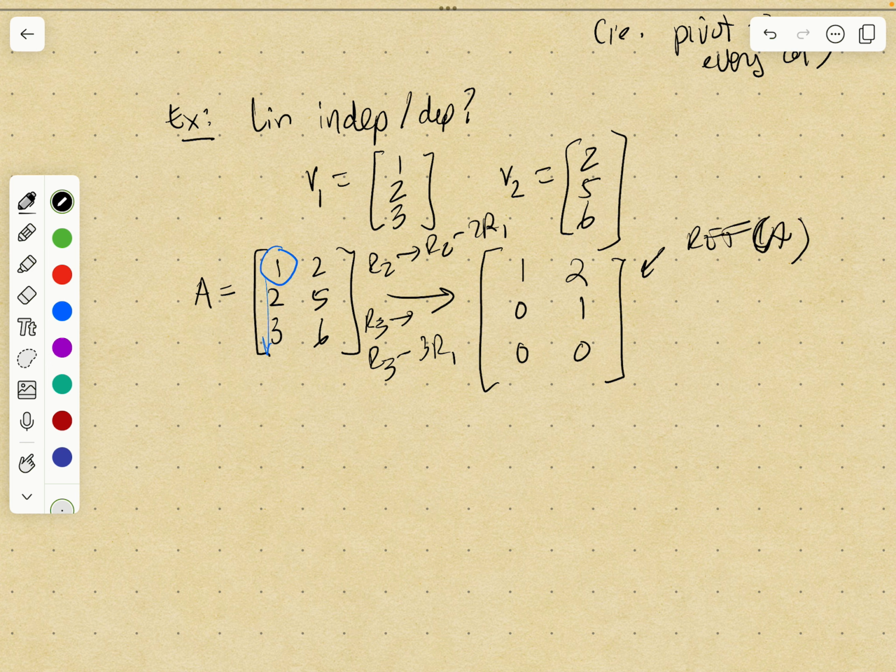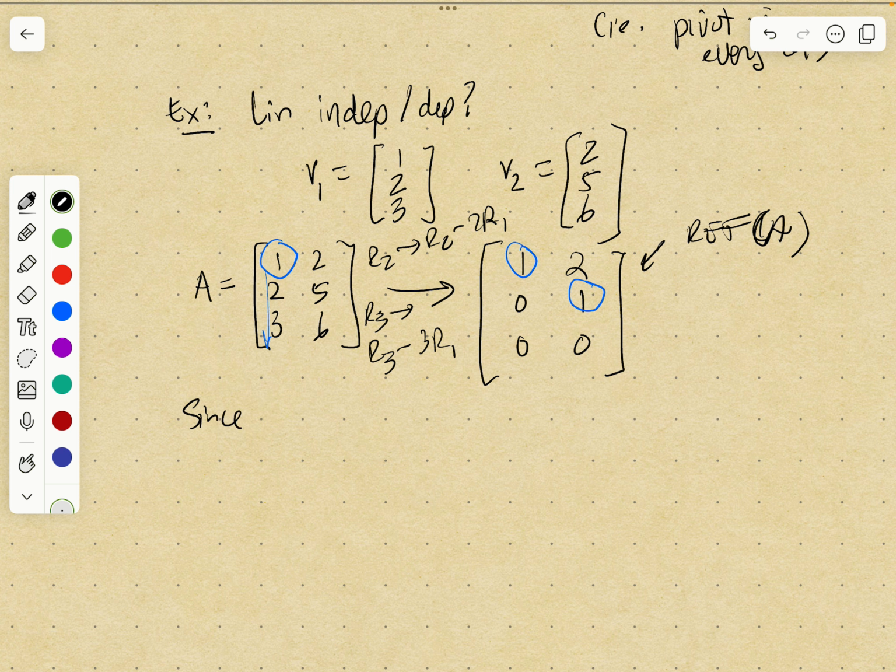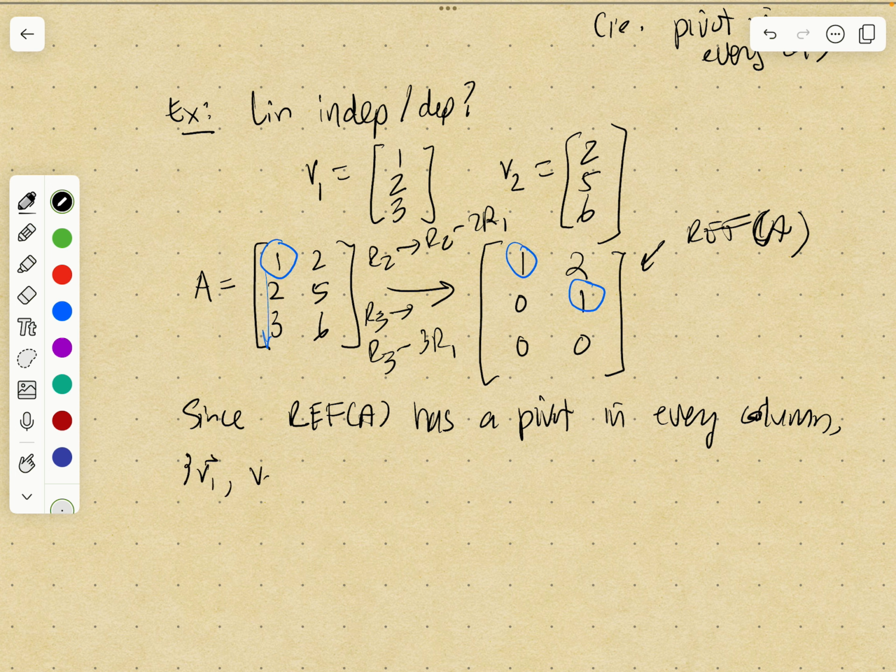And when you look at it, how many pivots do I have? I look at the first non-zero number in each row. I have a pivot here and a pivot there. So I have a pivot in every column, and therefore, since this echelon form of A has a pivot in every column, the set v1, v2 is a linearly independent set.